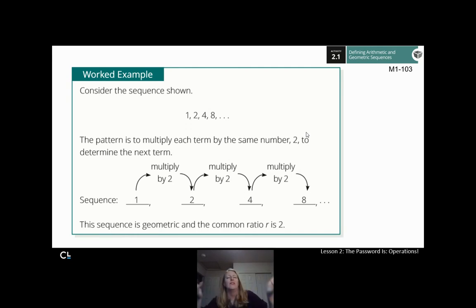So to give you an idea, consider this lovely sequence shown, 1, 2, 4, 8. The pattern is to multiply each term by the same number, 2, to determine the next term, right? I start with a 1, multiply by 2 to get 2, multiply 2 by 2 to get 4, multiply by 2 to get 8. You see what's happening here, I know you do. So the sequence is geometric and the common ratio R is 2. There you go.